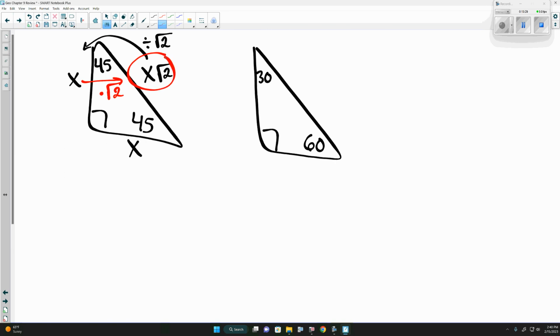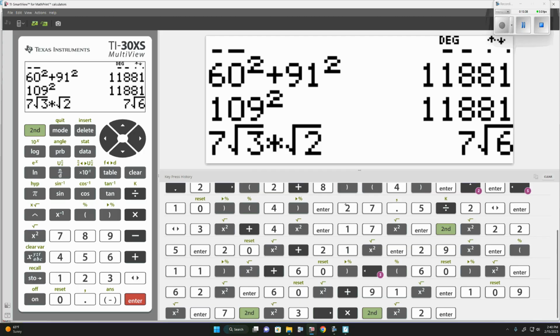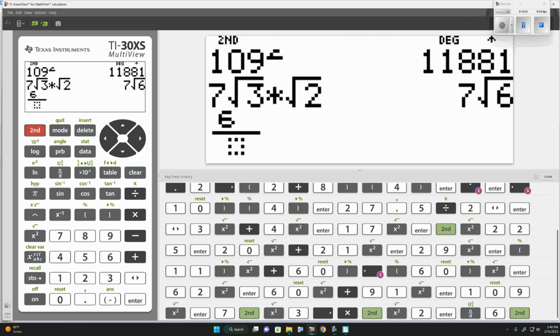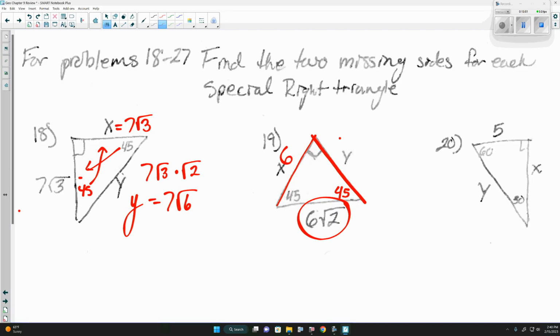But since we're given the hypotenuse, to go back to the legs, we do what? Divide by the square root of 2. So we're taking this length and dividing it by the square root of 2. So we can say 6 square root of 2 over the square root of 2, which is 6. So x is 6 and y is 6. In a 45, 45, 90, the legs are the same, and the hypotenuse is whatever that length is times square root of 2. If we're given the hypotenuse, we divide it by the square root of 2 to get the other two sides. Questions on 18 or 19?